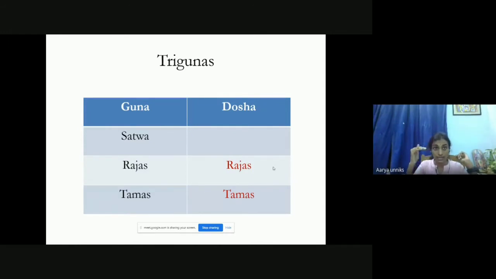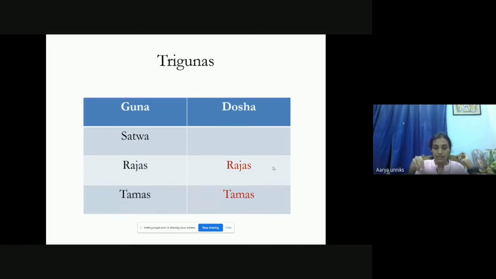And then rajas. Rajas comes from ranjane. Ranjana, that which imparts color, that which imparts raga, that is called rajas. Tamas comes from tamu glanau. That means that which causes glani, that is fatigue in the body. That is tamas. So these three are the trigunas. These three are essential. They are supporting us in many ways.